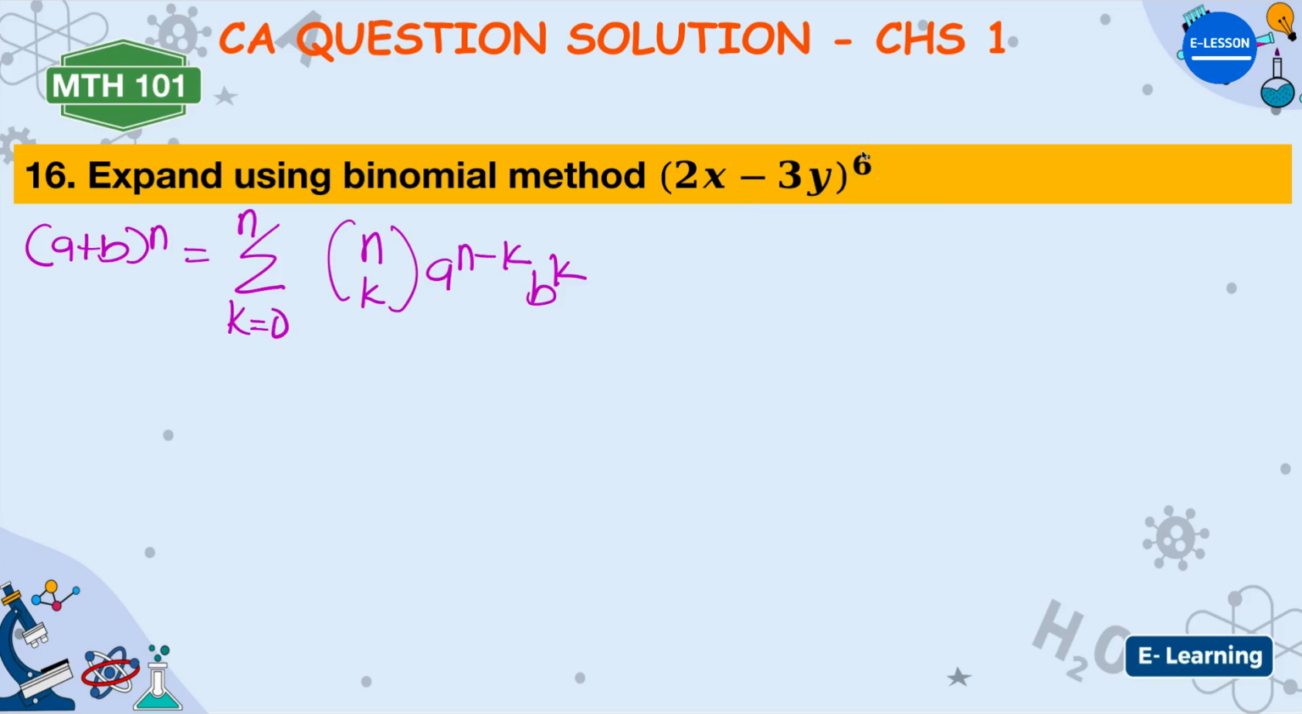Now, where's our n? Our n is the highest power here, which is 6. Our k is each of the values from 0 until we get to 6. So k is 0, 1, 2, 3, 4, 5, 6. We are going to take the k values one after the other.